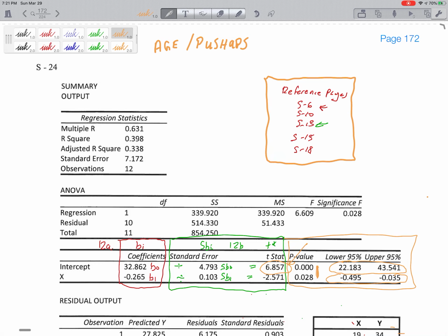So that was, what was that? That was 12C. All right, let's change colors here, and we're going to go to, where's the r squared value? The r squared value is right here. So that's 39.8%, and so that's 12D.